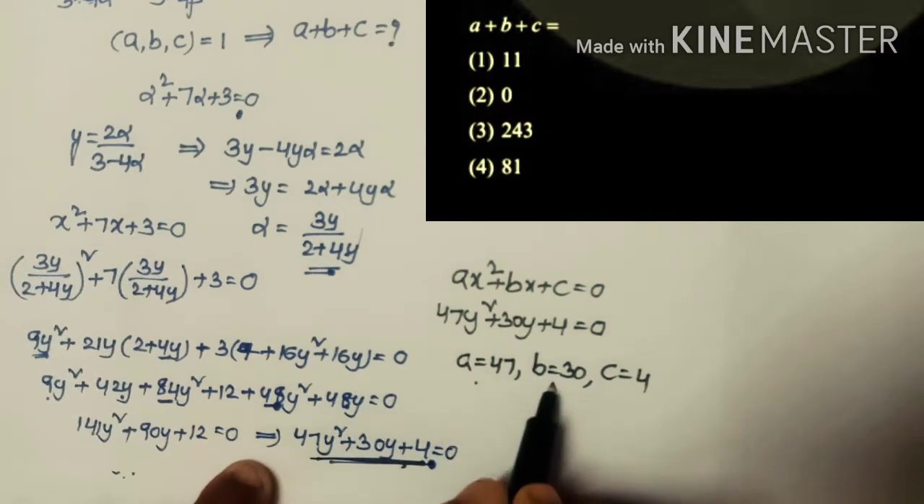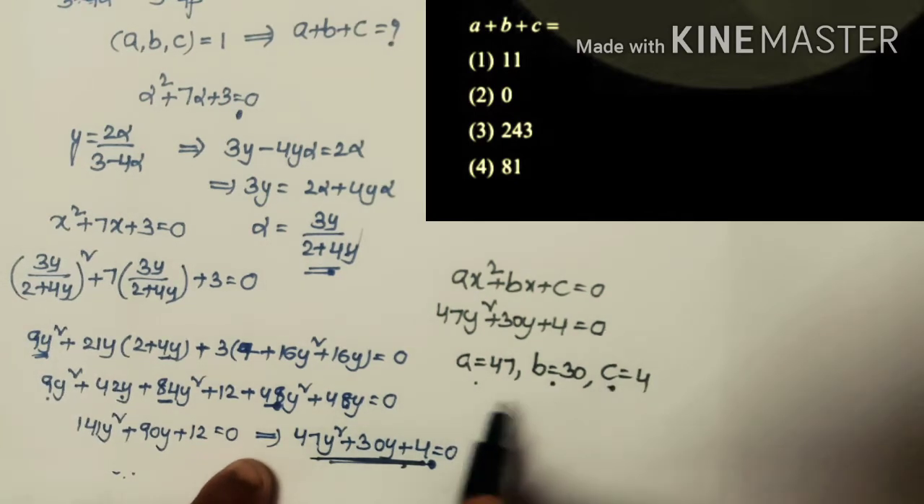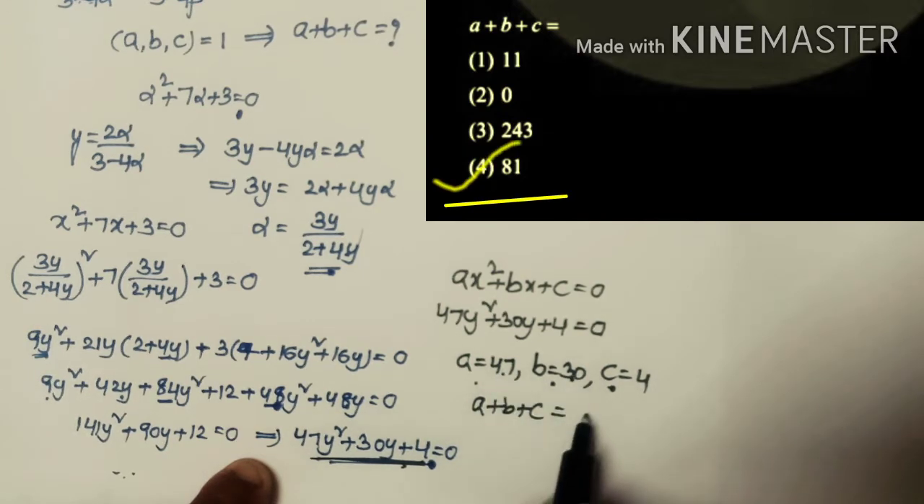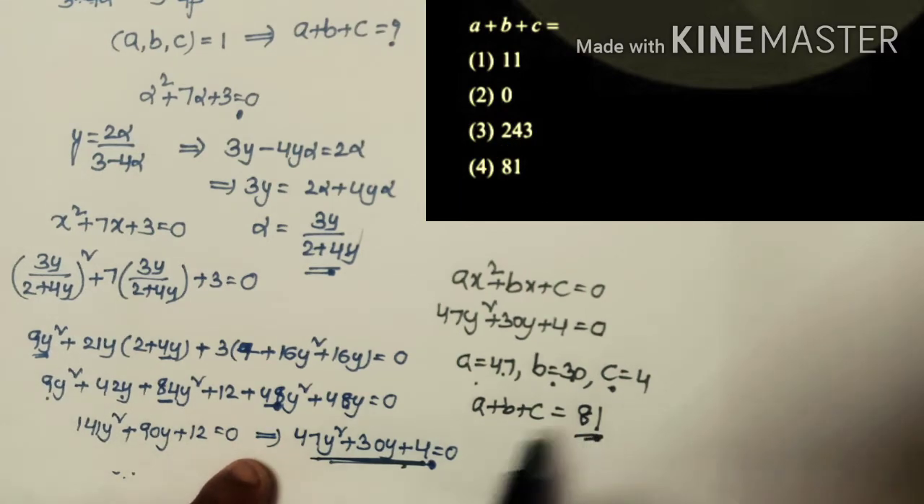So clearly we have that here GCD of a, b, c is equal to 1. Therefore the value of a plus b plus c is equal to, adding these three values, that is 77 plus 4, which is equal to 81. That is the fourth option.